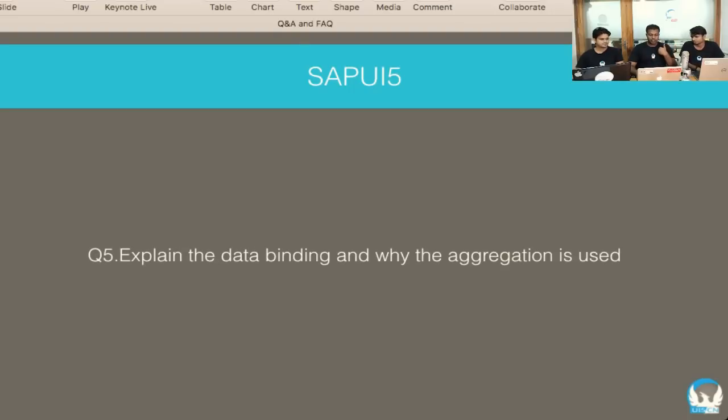Okay, so coming back to the final question of SAP UI5: explain data binding and why aggregation is used. You can go through the SAP UI5 professional development course. I have taken a lot of examples there and shown how aggregation is used, and why it is used or required in the first place.